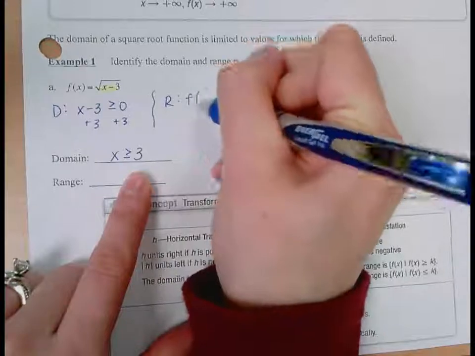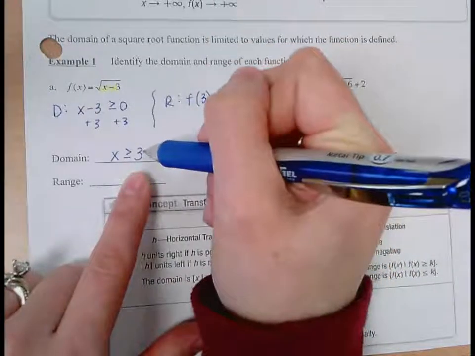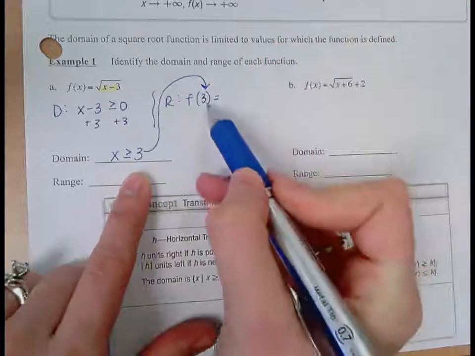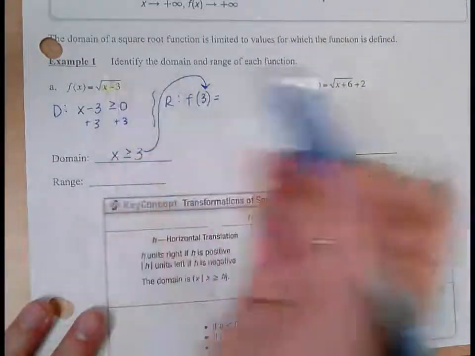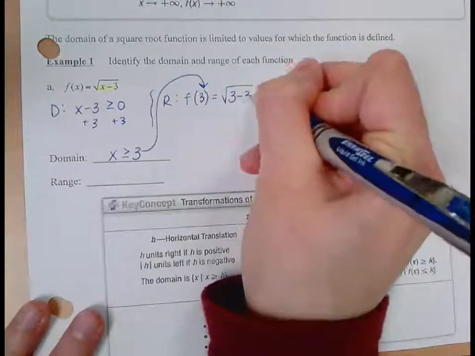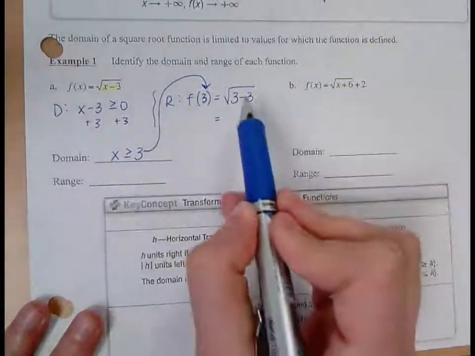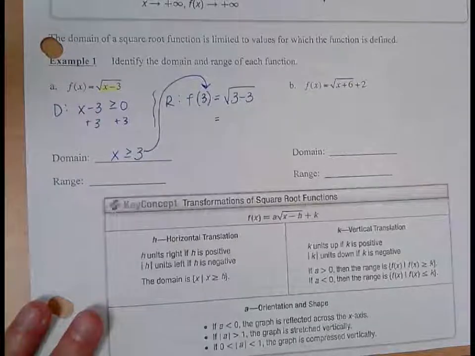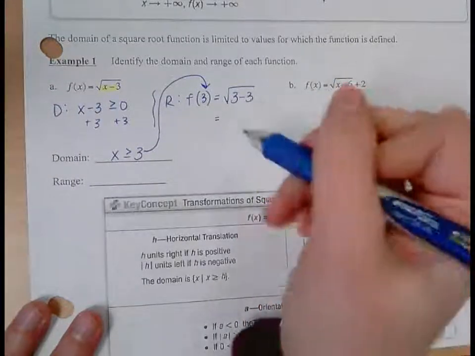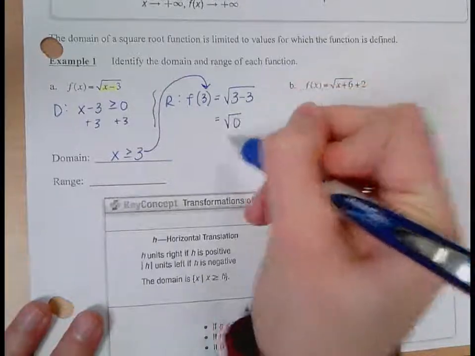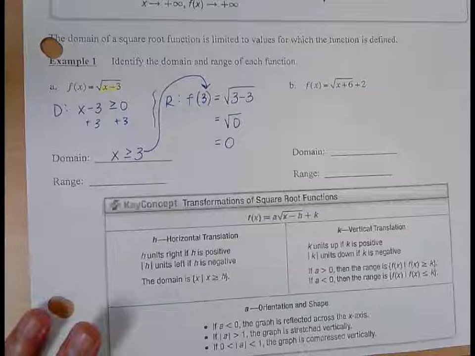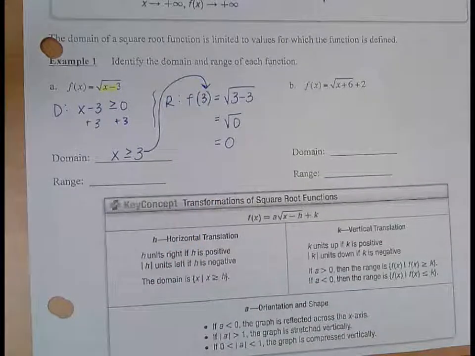So I want to find f of 3. I'm just going to draw an arrow so you can see where that 3 is coming from, and that just means I substitute 3 into the square root of x minus 3, so I get the square root of 3 minus 3. And I evaluate this to find that starting y value. Inside the square root, 3 minus 3 is 0, so I get the square root of 0, and the square root of 0 is just 0. And that's my starting y value.